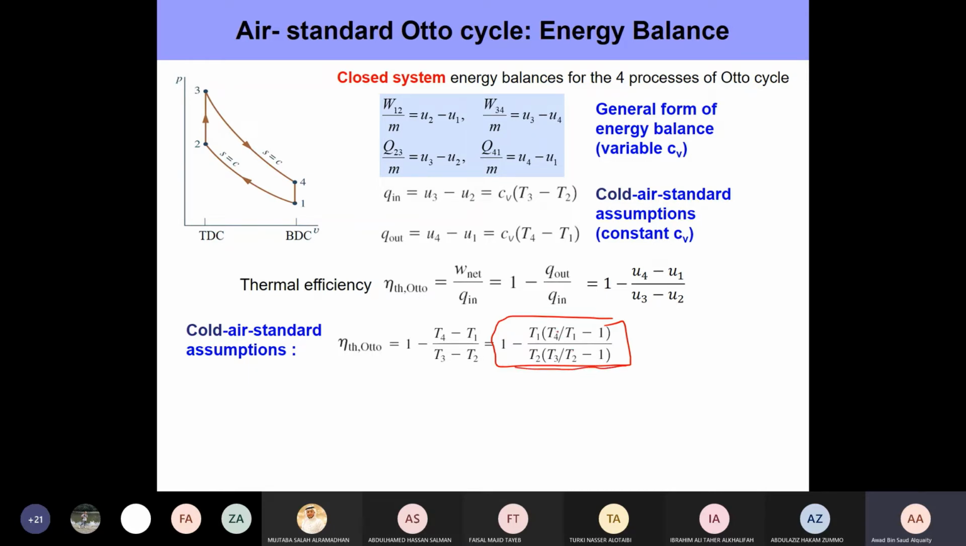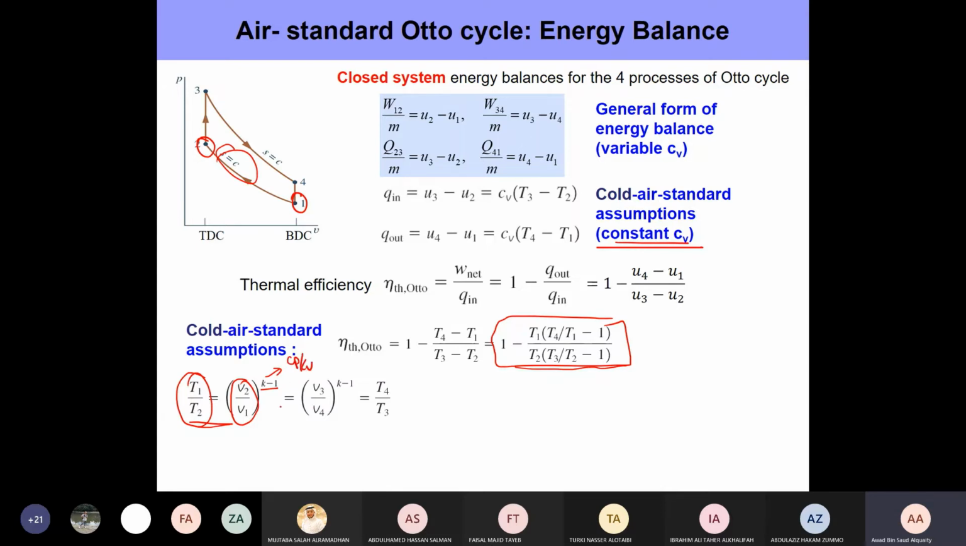Now let's look at what we can write in terms of T1 by T2. So 1 to 2 is an isentropic process. If you're having an ideal gas with constant specific heats undergoing an isentropic process, we have formulas relating the temperature ratios to the specific volume ratios, and also temperature ratios to the pressure ratios. For now, making use of the relation between temperature ratios and specific volume ratios, we can write T1 by T2 as V2 by V1 raised to k minus 1. k is simply the specific heat ratio, Cp by Cv.